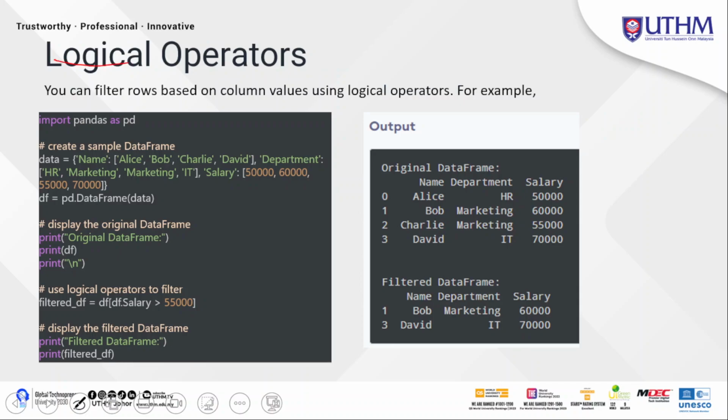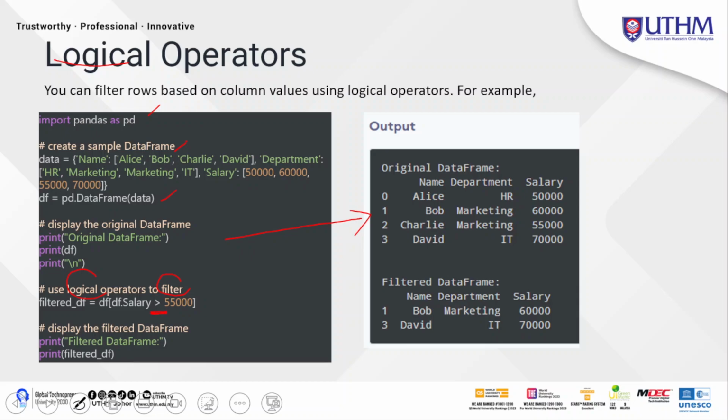the first one, using logical operators. You can filter rows based on column values using logical operators. For example, import pandas and then create the data frame, the same data set, with name, department, and salary, like an employee data set. So this is the original data. Here we want to filter using a logical operator. In this case, the logical filter is applied. This symbol, can you see?